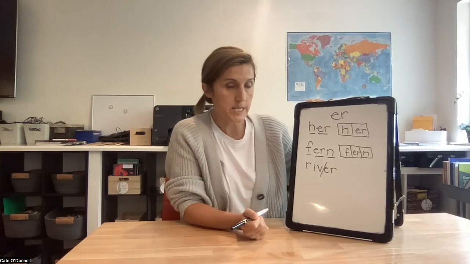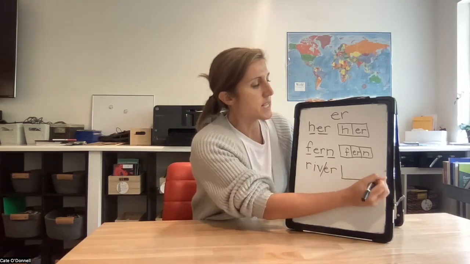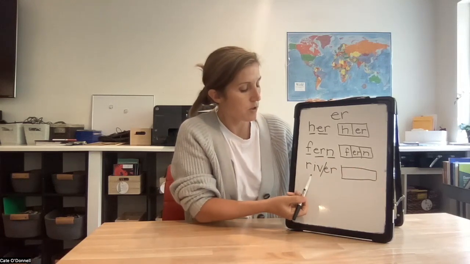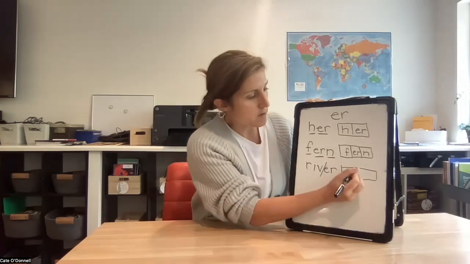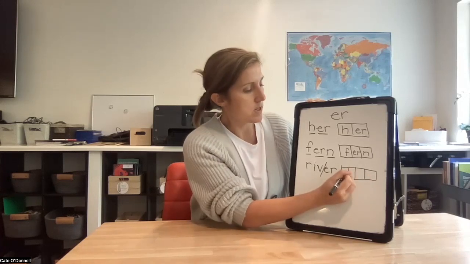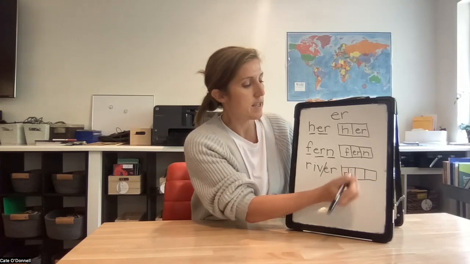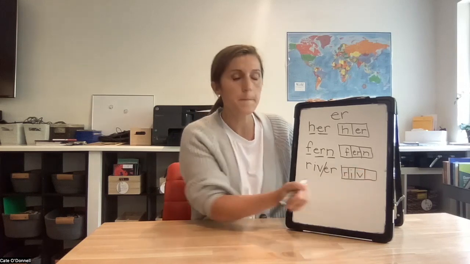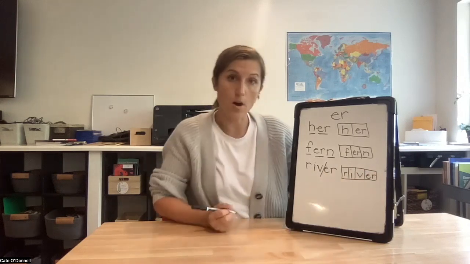Once I've broken a word into syllables, I can still separate it into its sounds. How many sounds do you hear in river? I've got /r/, /i/, /v/, /er/. That's 4 sounds. So I'm going to have 4 sound boxes. My first sound, /r/, spelled with an R. My second sound, /i/, spelled with an I. My third sound, /v/, spelled with a V. And my last sound, /er/, spelled with the letters ER.